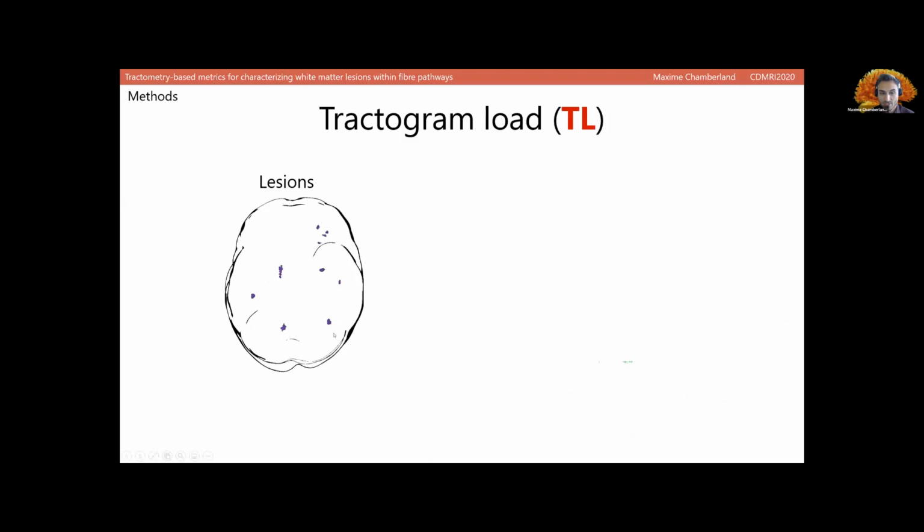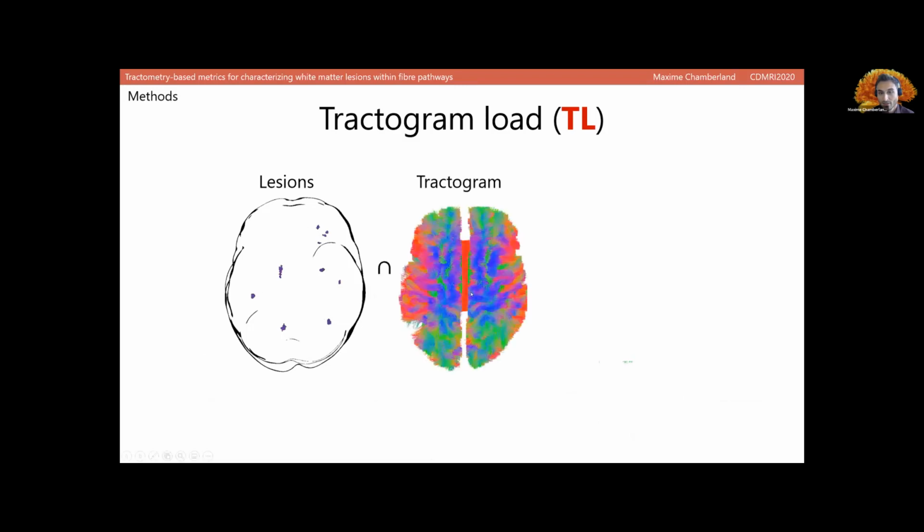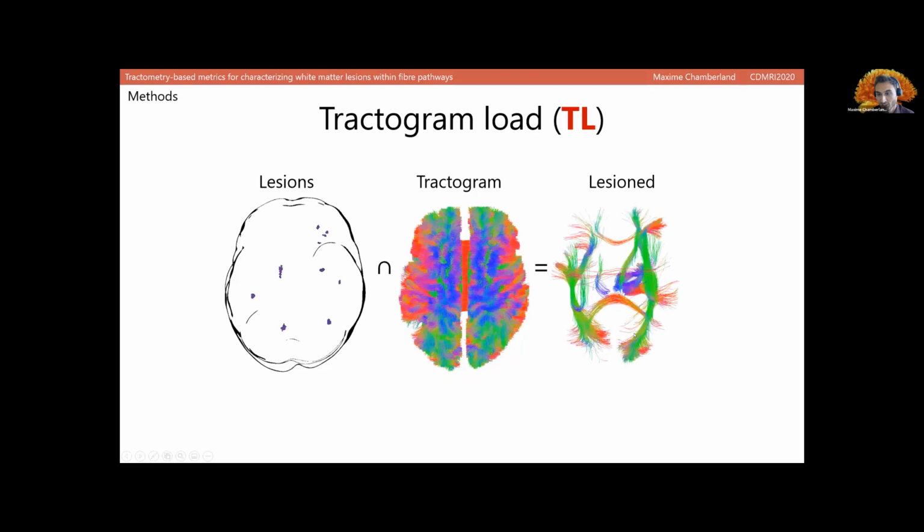Imagine you have lesions in a subject here in purple, and then you have your tractogram. The most naive thing to do would be to intersect this with the lesions, and you would end up with a lesion tractogram. Then the tractogram load would simply be the ratio of this one over this one. When I say the ratio here, what we use is simply the voxelized version, so a binarized mask of the two, to alleviate any potential problems with streamline counts, which we can assess further.